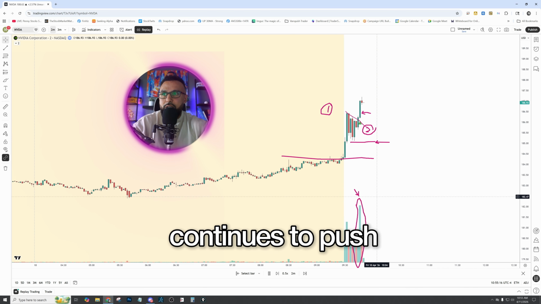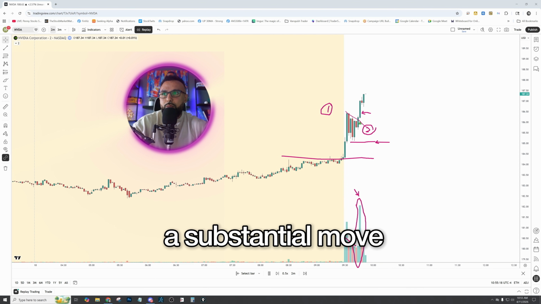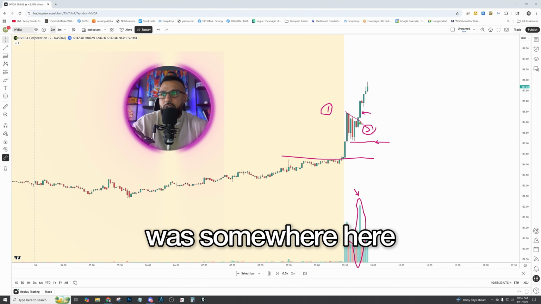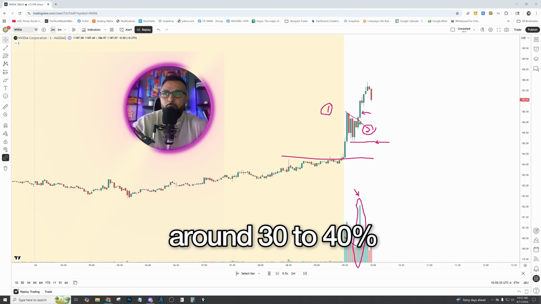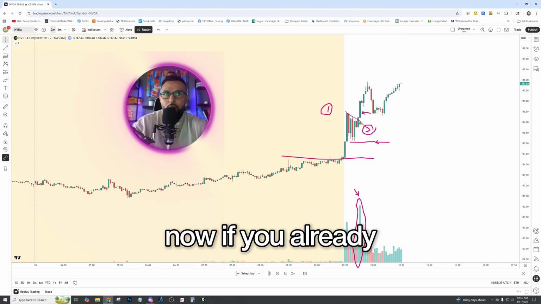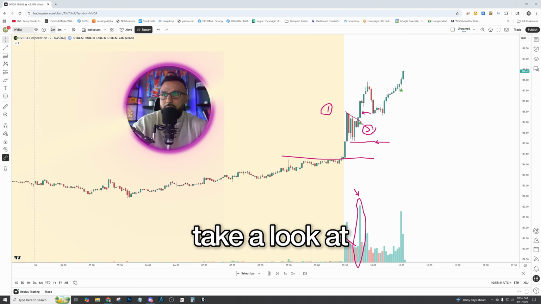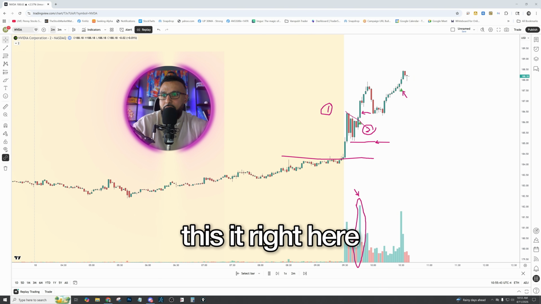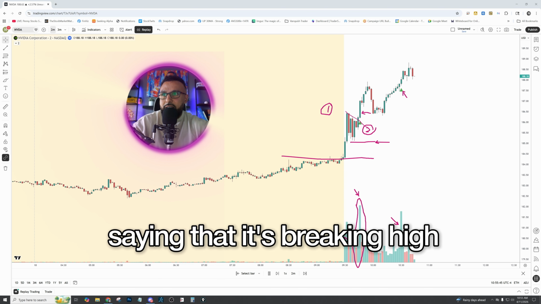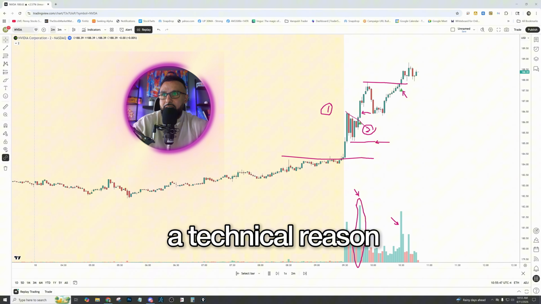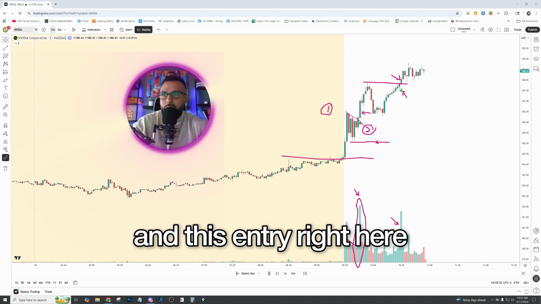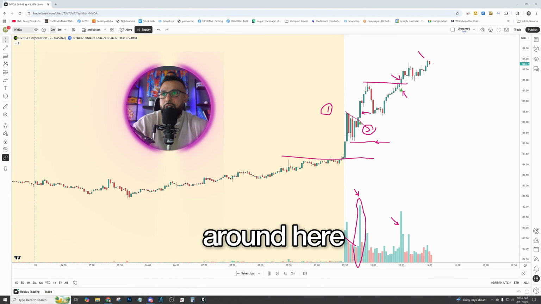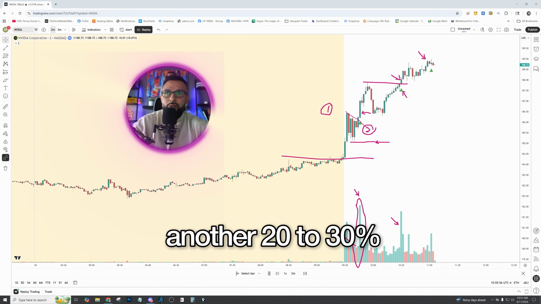As the price continues to push, this is going to make a substantial move. And if you're day trading this and your entry was somewhere here, for a single day trade, you should already be up around 30 to 40% on this initial move up. Now, if you already missed that first entry, take a look at what happened again. This right here gives you another alert saying that it's breaking high of day. You have a technical reason, a breakout and above average volume again, and this entry right here on the move up to around here is already going to give you another 20 to 30%.